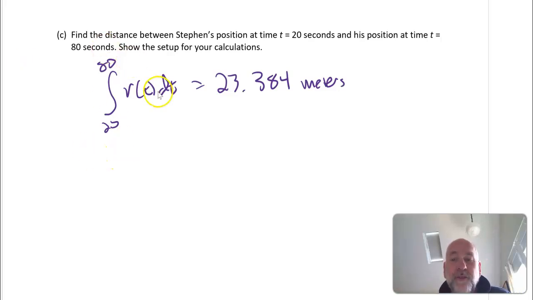Had to have the bounds, do the velocity. Like, this is the setup. They just want to know, where did you get this answer? You don't have to say anything more than that.